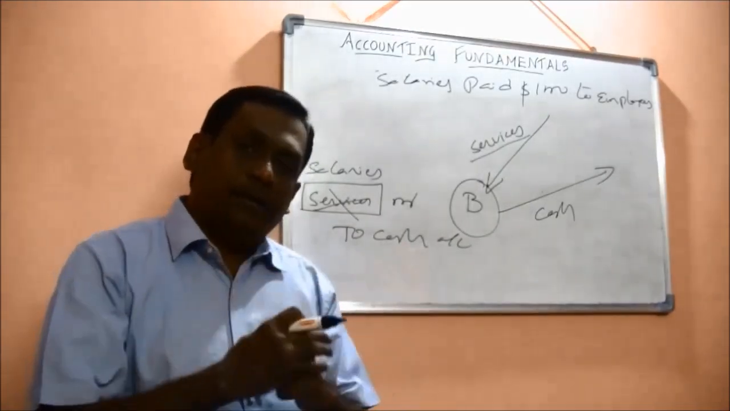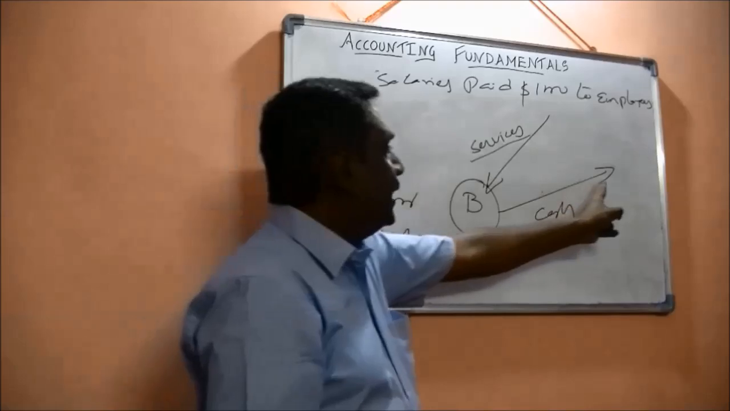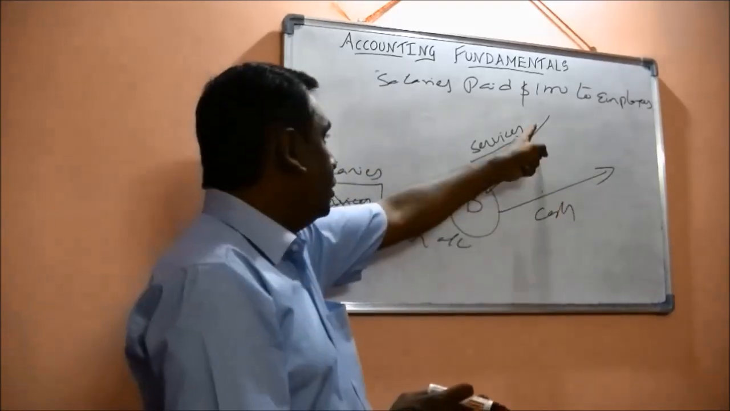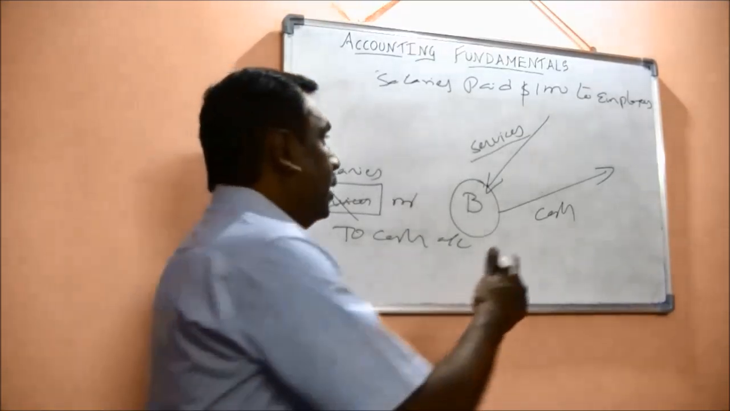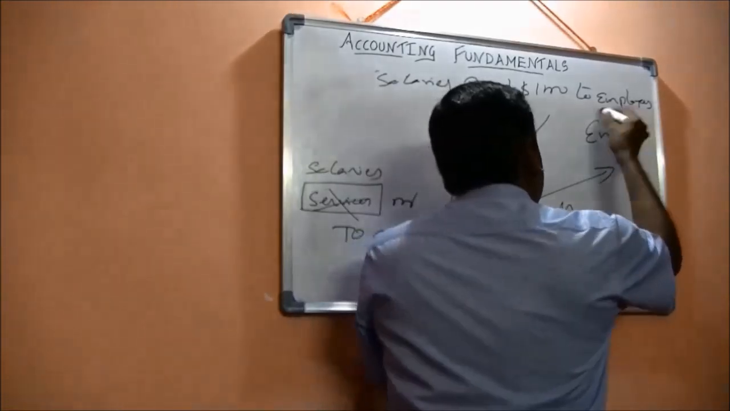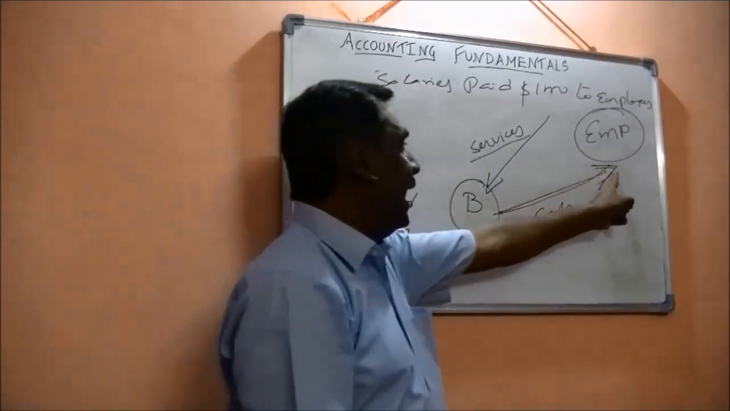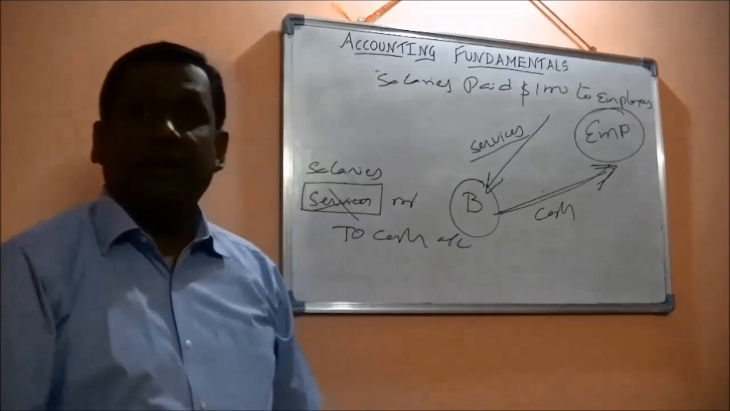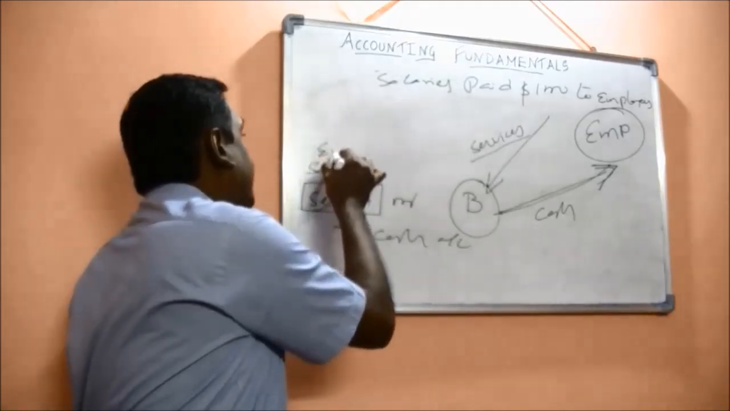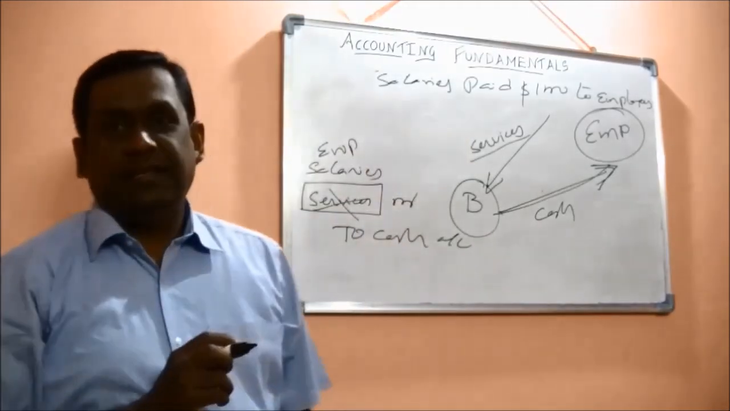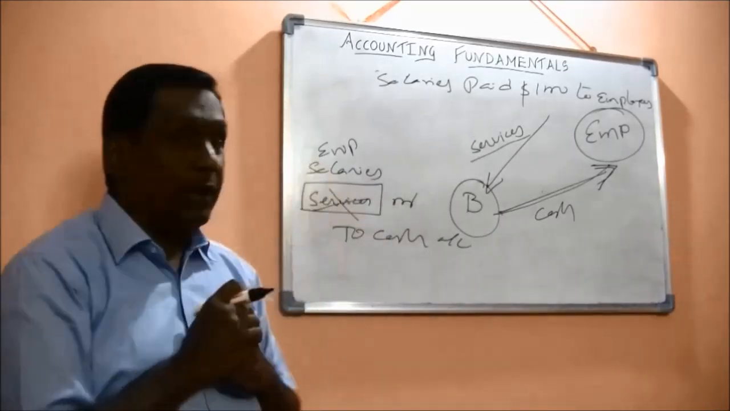You know, some people get a doubt here. See, business is paying cash, there is no doubt. Business is receiving services, absolutely right. But employees are receiving this cash. Business is paying cash and employees are receiving cash. Employees are the receivers. Why are we not debiting employees here? As per the receiving aspect, employees are to be debited, right? Why are we not debiting employees?